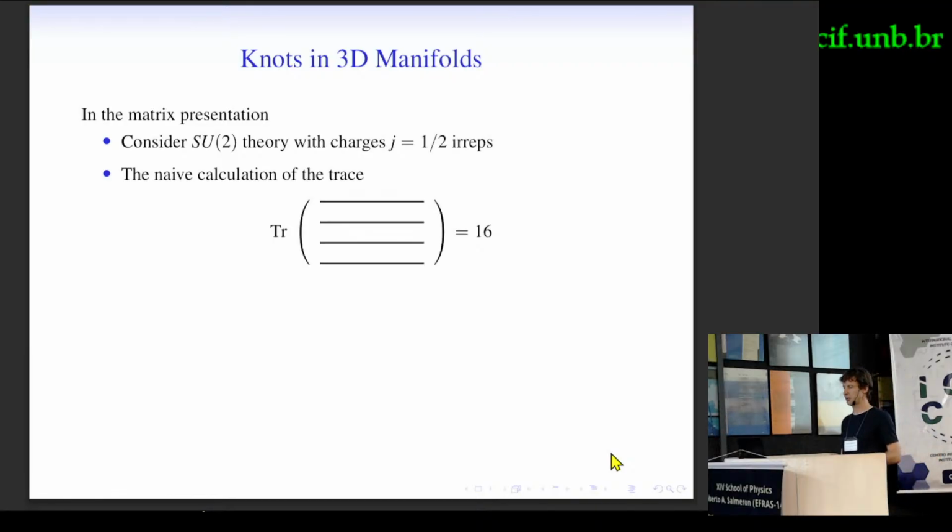So, connected to what was discussed yesterday, let's focus on SU(2) theory, and our charges will be just the fundamental representation, spin 1/2. If I look at this diagram in terms of the representations that I considered yesterday, each line is a two-dimensional representation, so it's really like a spin 1/2 particle. I consider just 4 lines, and I compute the trace of this operator, which should compute the dimension of the Hilbert space of 4 spin 1/2 particles, which is 16.